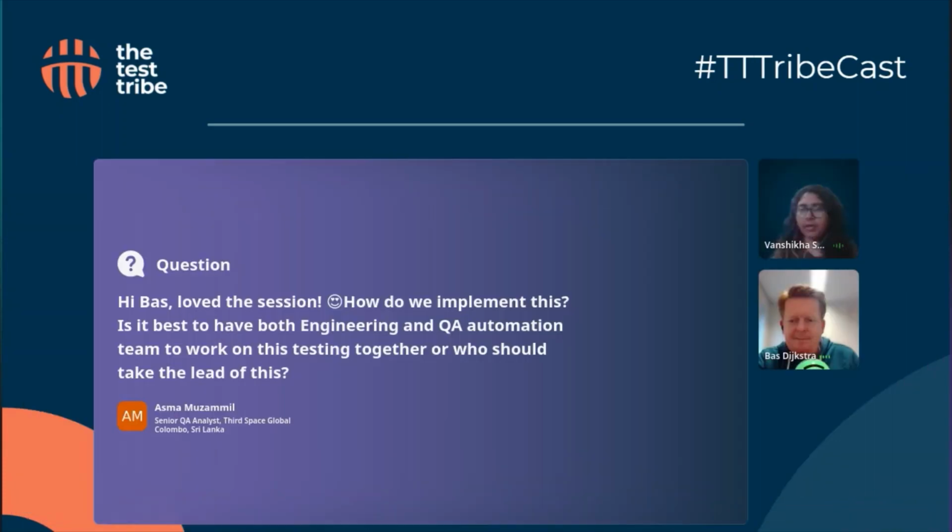Understood. One last question from Asma. How do we implement this? Is it best to have both the engineering and QA automation teams work on this testing together, or who should take the lead of this? I don't think there's a stock answer to this question. It's just another form of testing and automation. So my stock answer would be the team, but that's not very helpful.